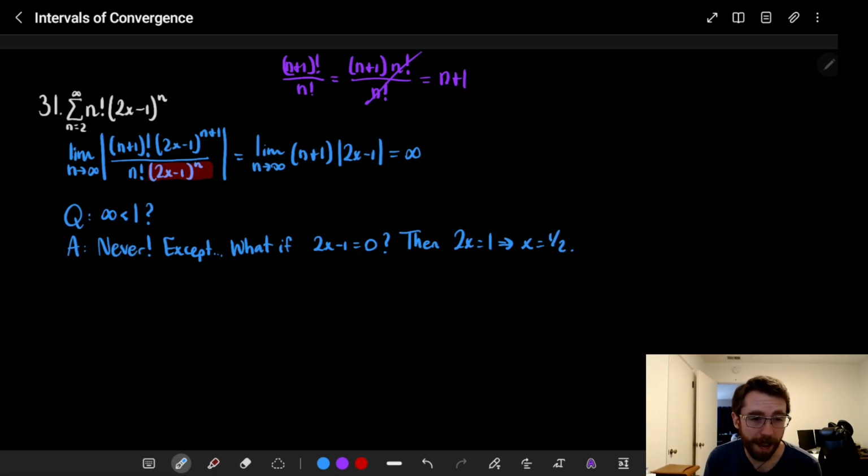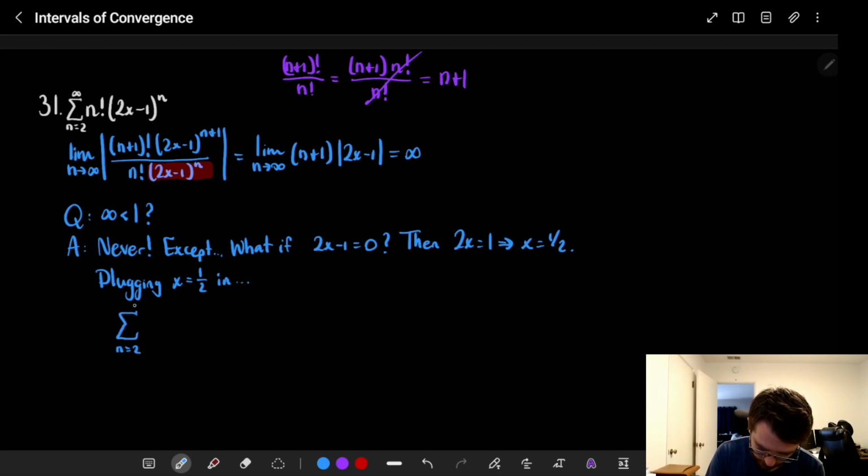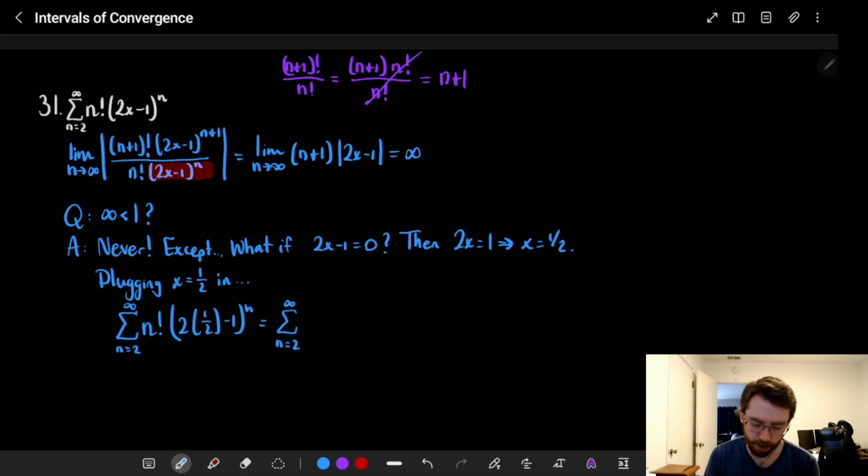And if you actually plug in a half and see what happens to the series, it would look like still the sum from n equals 2 to infinity, n factorial, 2 times a half minus 1 to the n. But as you guys can see, 2 times a half minus 1 is 0. Right, so this term is 0 to the n. I'm just adding a bunch of zeros, I get 0.